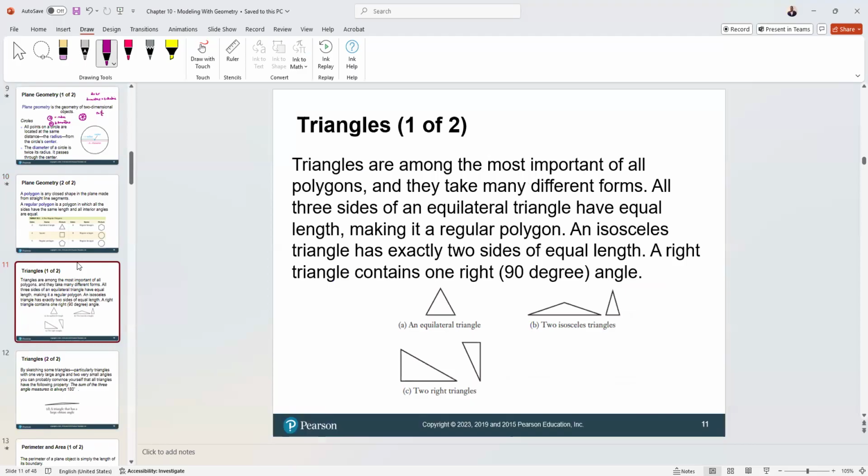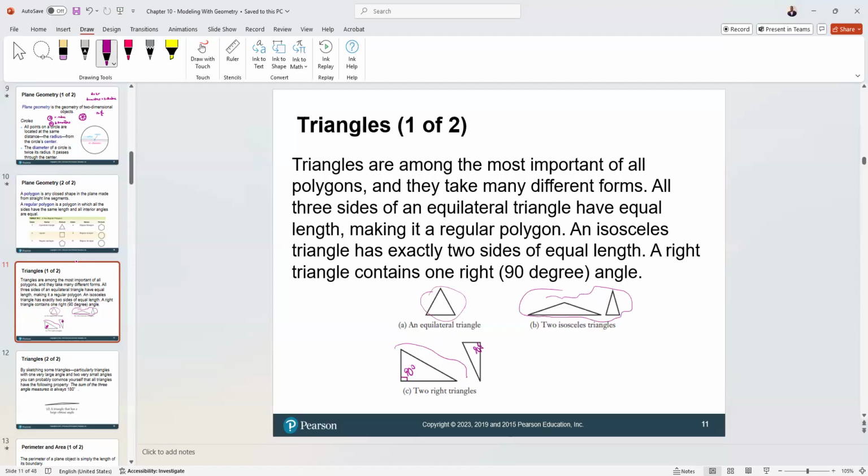An isosceles triangle has exactly two sides of equal length. So we have the isosceles right here, two lengths are the same. Equilateral, all sides are the same. Isosceles, two sides are the same. A right triangle, both of these are right triangles, because usually to show it's a right triangle we put that symbol, right? We said a right triangle contains one right angle, and we know the right angle is 90 degrees.